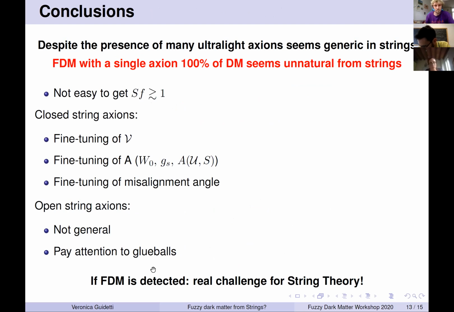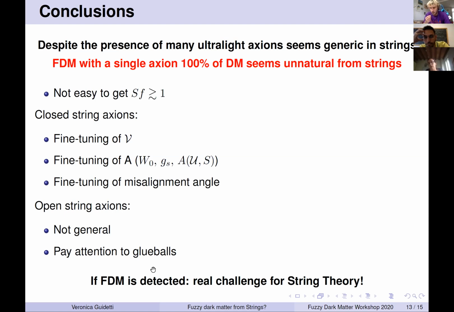Yes, string theory predicts a plethora of axion-like particles, and this is quite a generic feature. But anyway, it is not that easy to have 100% dark matter in just a single ultralight axion. In particular, if you want to match those values which are required from the fuzzy dark matter model. So 10 to the minus 22 electron volt is really a hard task for string theory.